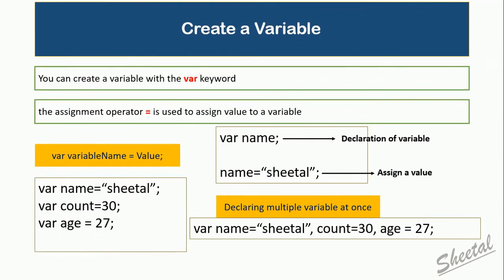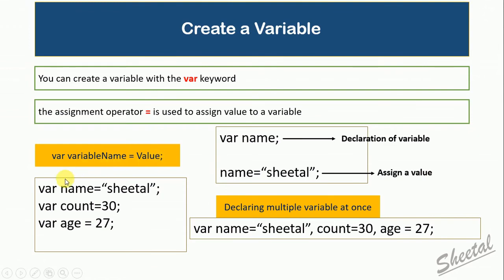We already discussed what is variable and variable naming rules. Now we learn how to declare variable. You can declare a variable with the var keyword. The assignment operator equal to is used to assign a value to a variable. We do not mention the type; it is determined dynamically at runtime. Type will be assumed on the basis of data we are using. Syntax is var space variable name equal to value and then semicolon.